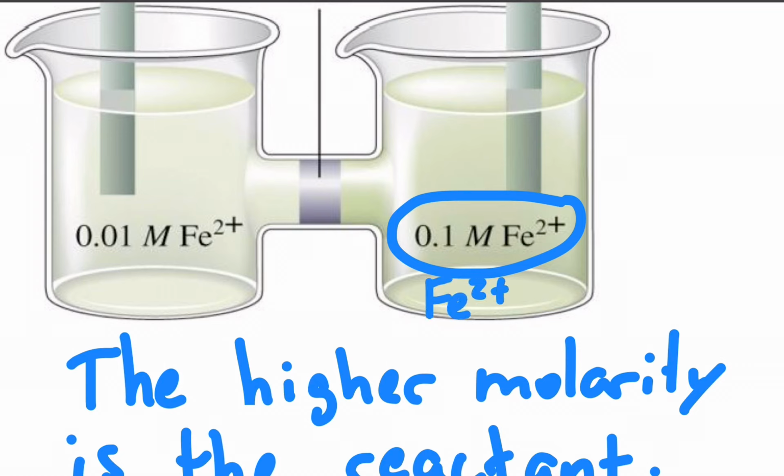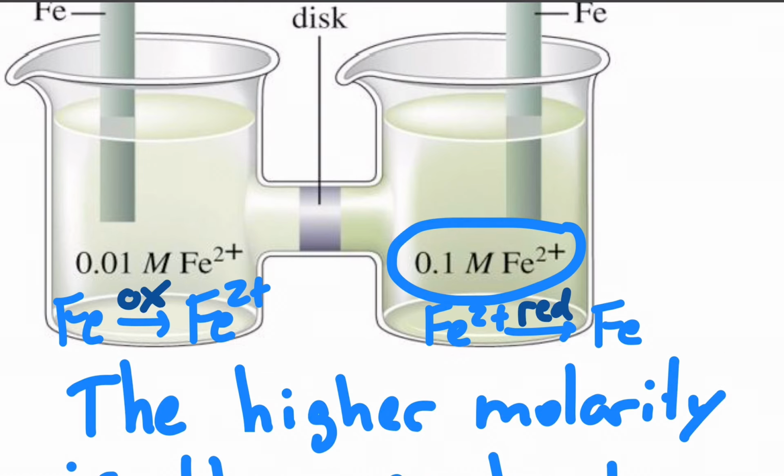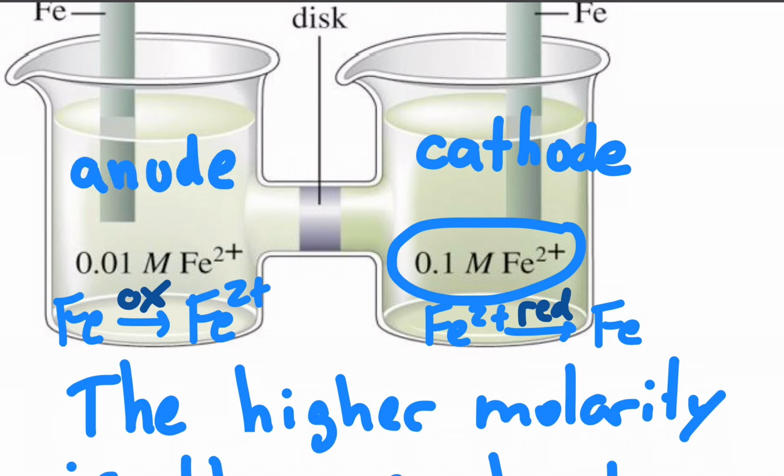Fe2 plus is getting reduced to Fe. On the other side, we have Fe getting oxidized to Fe2 plus. That's your respective reduction and oxidation. That means we know where our anode and cathode are, because cathode is the site of reduction. So this is the cathode on the right. And anode is the site of oxidation. So this is the anode on the left.